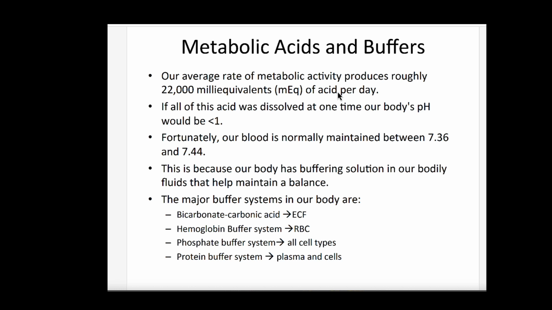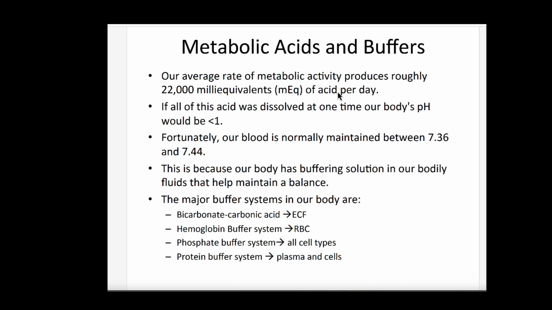So we've been talking about pH in this chapter, okay? And we have to remember that our bodies are a chemical reaction. When you look at all the metabolic activity that is produced, it's roughly about 22,000 milliequivalents of acid per day, okay? So if we were to dissolve all of that acid at one time, if it was not buffered, so if there was no buffering system available, the pH would be lower than 1. That is very acidic, right?